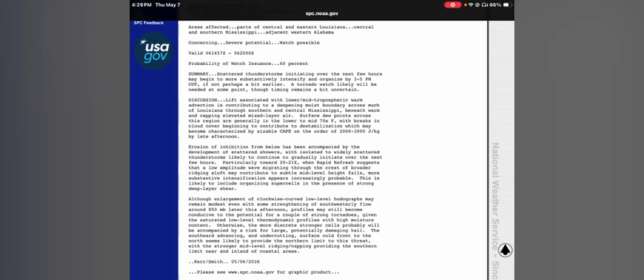Erosion of inhibition from below has been accompanied by the development of scattered showers with isolated to widely scattered thunderstorms likely to continue to gradually intensify or initiate over the next few hours, particularly through 20 to 21Z, when RAP guidance suggests that a low-amplitude wave migrating through the crest of broader ridging aloft may contribute to subtle mid-level height falls. More substantive intensification appears increasingly probable. This is likely to include organizing supercells in the presence of strong deep-layered shear.